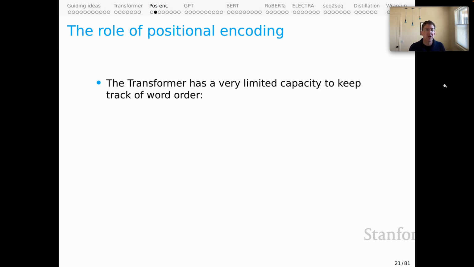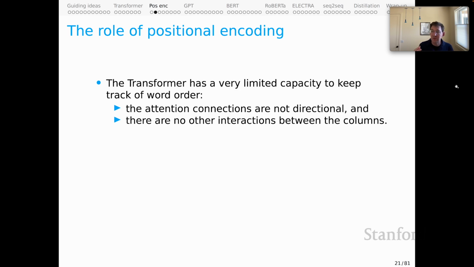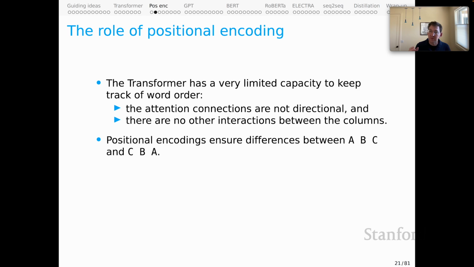I think the central observation is that the transformer itself has only a very limited capacity to keep track of word order. The attention mechanisms are themselves not directional, it's just a bunch of dot products. And there are no other interactions between the columns. And so we are in grave danger of losing track of the fact that the input sequence ABC is different from the input sequence CBA. Positional encodings will ensure that we retain a difference between those two sequences no matter what we do with the representations that come from the model.